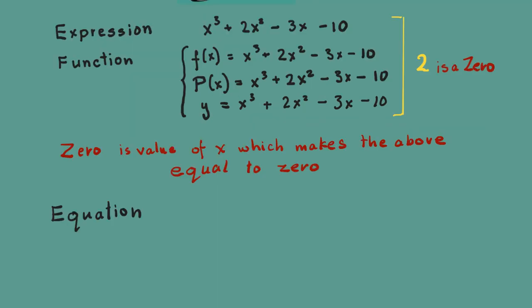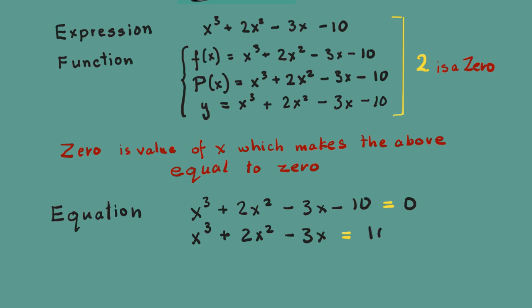So an equation will look like this. I'll have x cubed plus 2x squared minus 3x minus 10, and then I will make it equal to 0. On the other hand, I might have written this equation like this: x cubed plus 2x squared minus 3x, and then I put is equal to 10. Okay, I just moved the 10 to the other side.